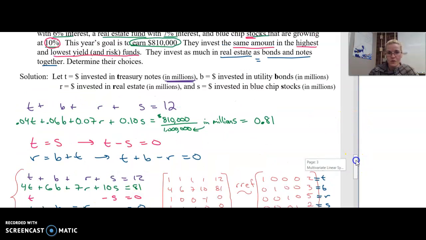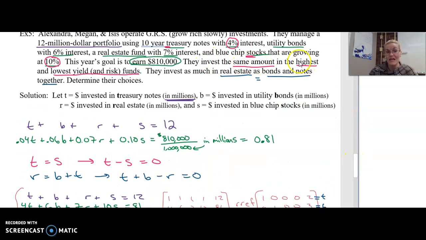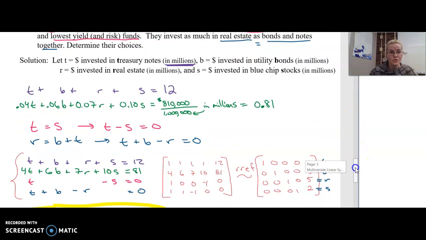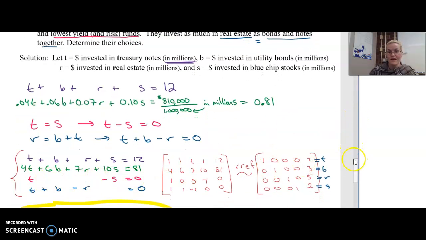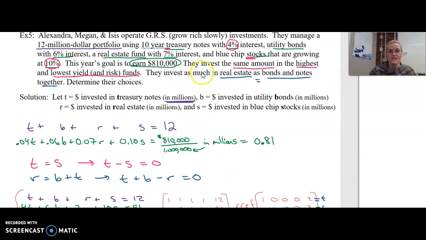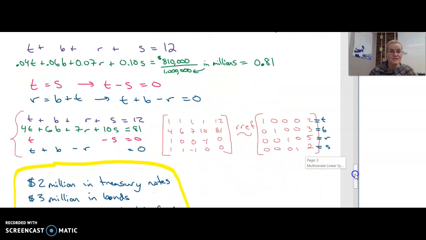And so what about these other 2 equations? Again, if they invest the same amount in the highest and the lowest yield, so the 4% and 10% are the highest and lowest, that's treasury should equal stocks, so T equals S, or if you subtract S, then you're going to put that into one of your equations. And then last but not least, if they invest as much in real estate as the bonds and notes together, right? So real estate is equal to bonds plus treasury notes together. So if I subtract R from both sides, I get T plus B minus R is 0.